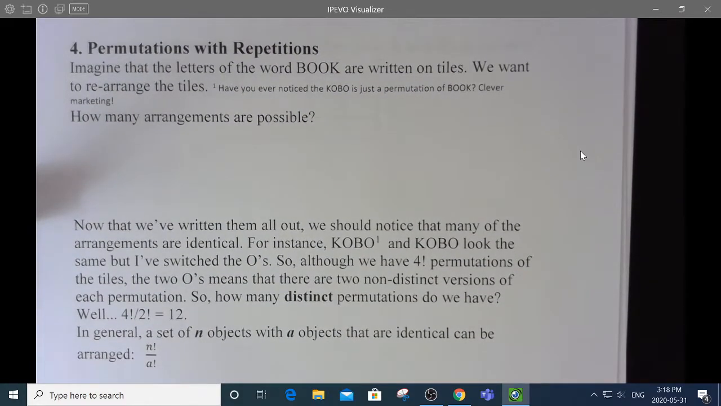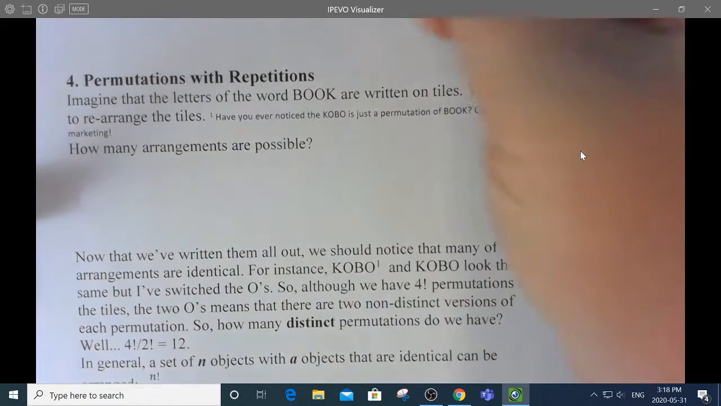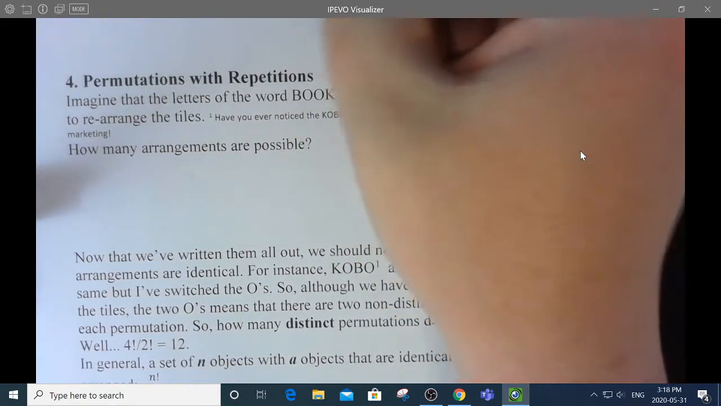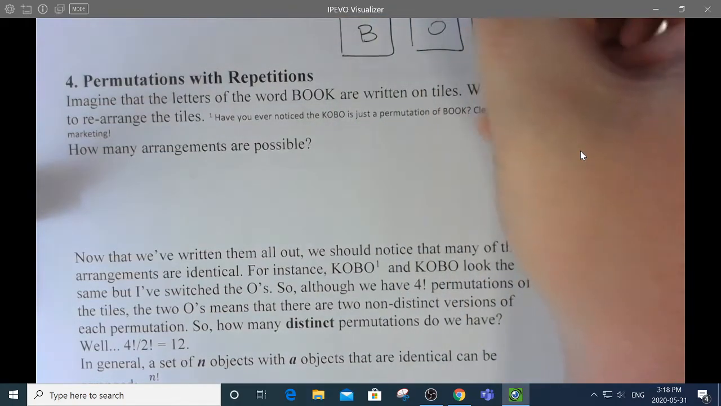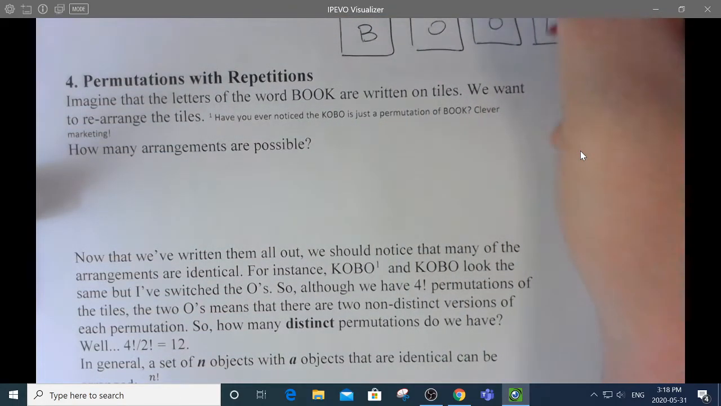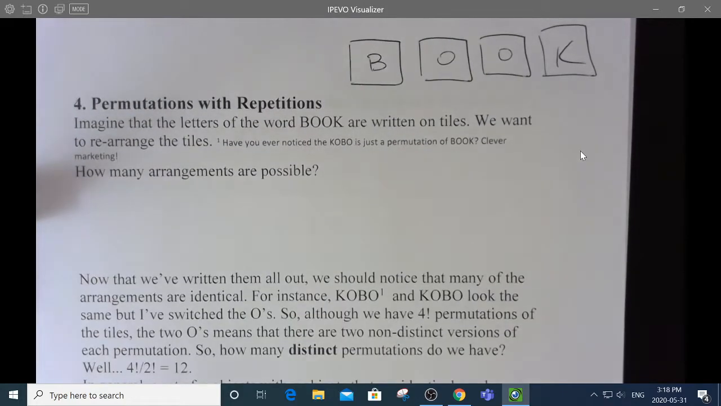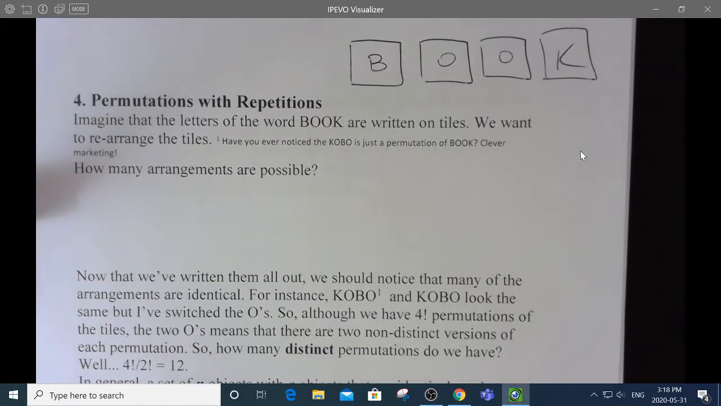Permutations with repetitions. Imagine that the letters of the word book are written out on tiles. I actually imagine that they're on Scrabble tiles. Ever play Scrabble? So suppose I have them on tiles. Now, how many ways could I arrange them? Even if some of them don't make actual words, how many ways can I arrange them?